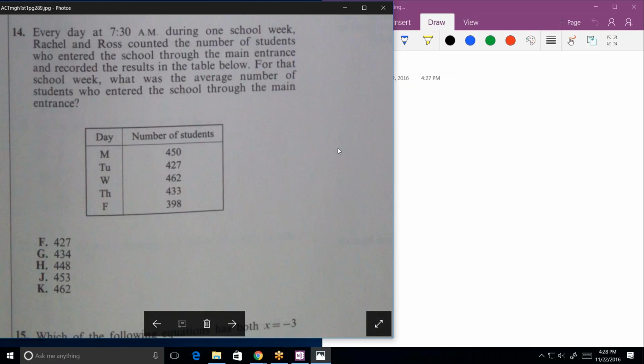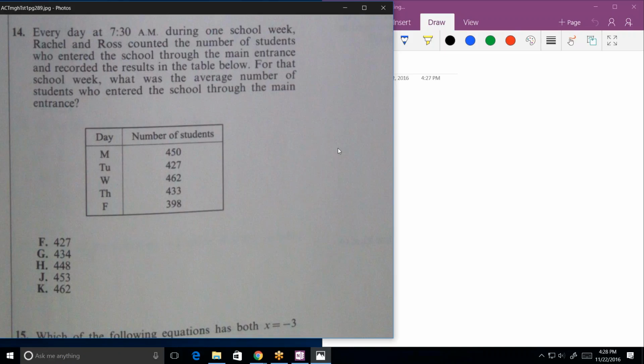Number 4. Each day at 7:30 a.m. during one school week, Rachel and Ross counted the number of students who entered school through the main entrance and recorded the results in the table below. For that school week, what was the average number of students who entered through the main entrance? So you do all that and divide by 5.